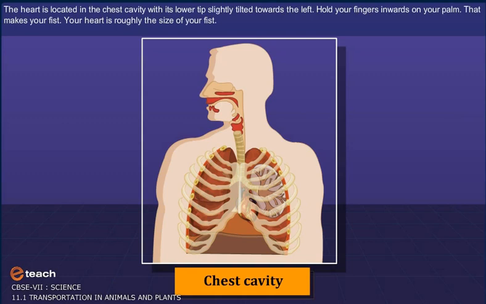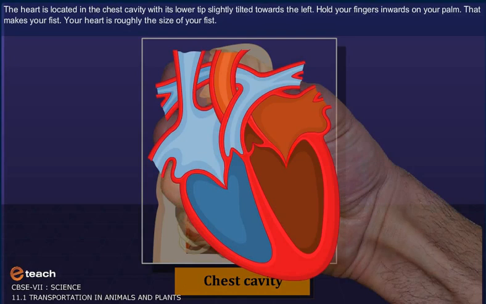The heart is located in the chest cavity with its lower tip slightly tilted towards the left. Hold your fingers inwards on your palm. That makes your fist. Your heart is roughly the size of your fist.